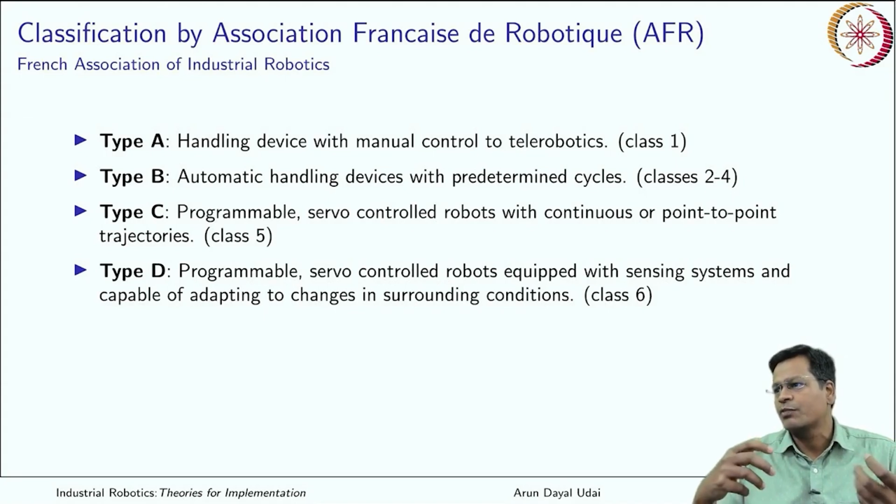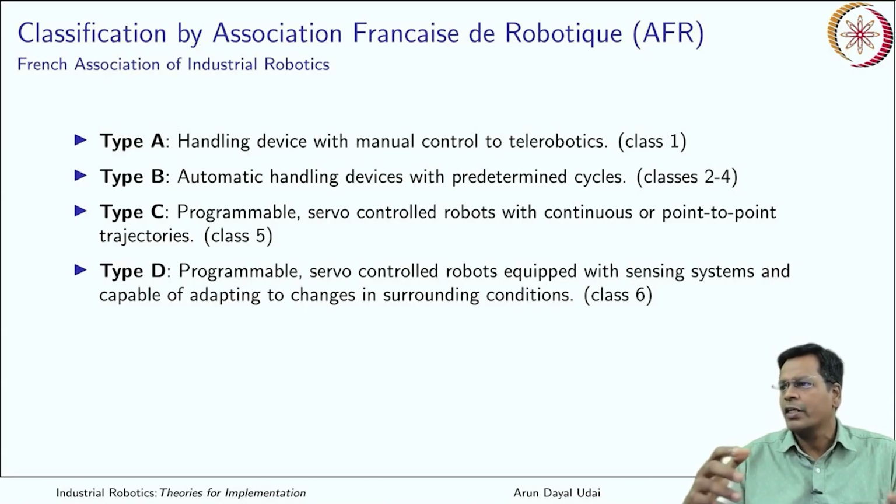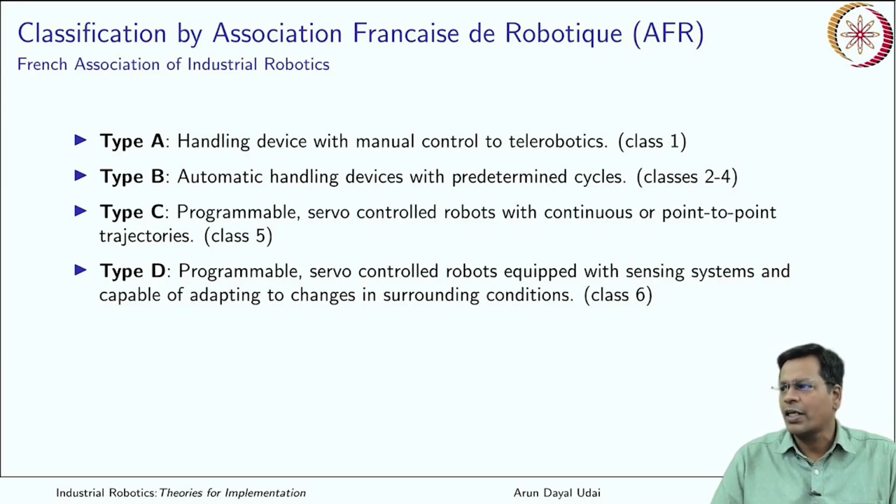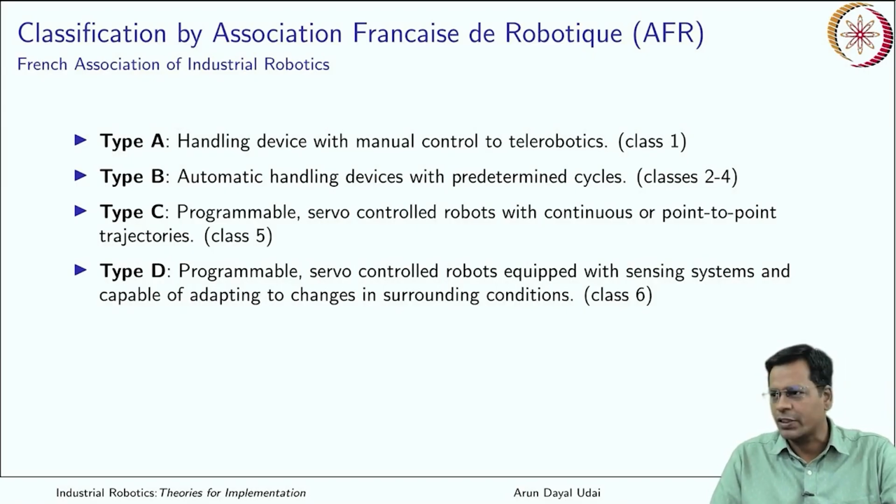So now it is sensitive to the environment. It may be doing its job based on the environment changes, or it may be programmed to be ruggedized against those environment changes, and is capable of adapting to changes in the surrounding conditions. This is as good as the class 6 definition that was there.